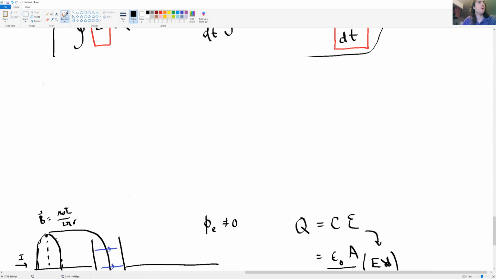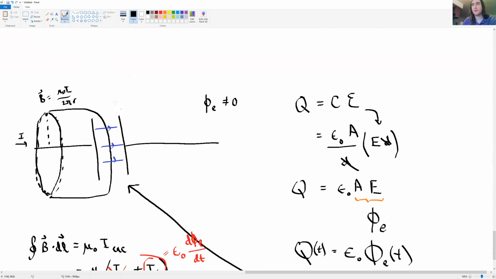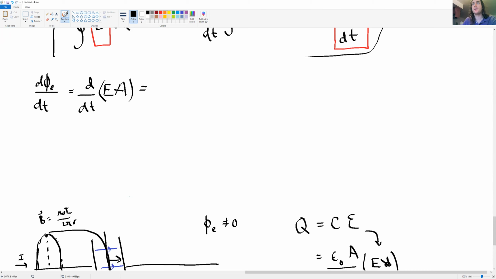So if we want to know what the time-changing electric flux is, we're calculating d phi e dt. This is going to be equal to d by dt of E times A. Now, E is constant on that surface, and also E is perpendicular to A. If we look at the figure here, we can choose a surface where A is pointing in this direction, and this surface is perfectly flat, so there's no angle between E and A. And then this ultimately becomes A times dE dt.